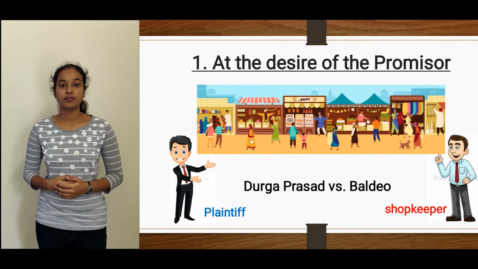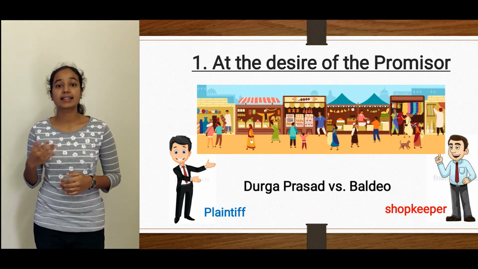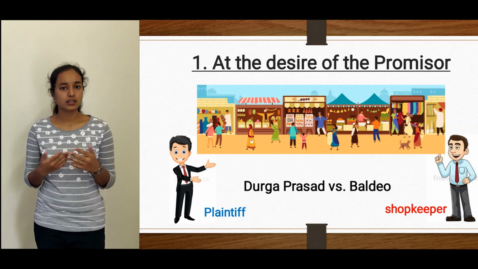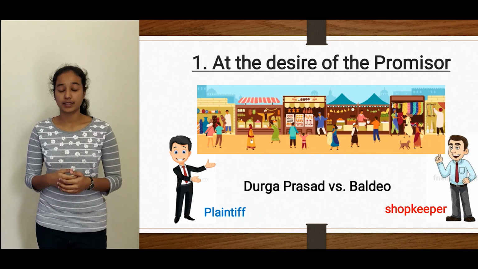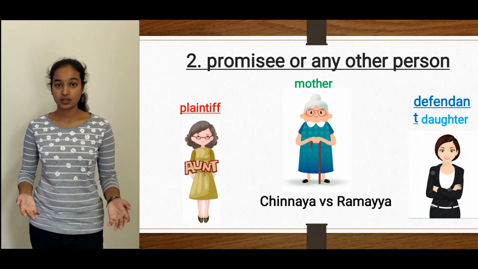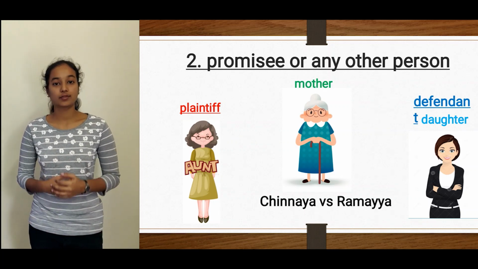Since the plaintiff had not constructed the shops at the desire of the promisor, who is the shopkeeper, there is no valid consideration, because he constructed them on the order of the collector. Now let us look at the second essential element of a consideration.